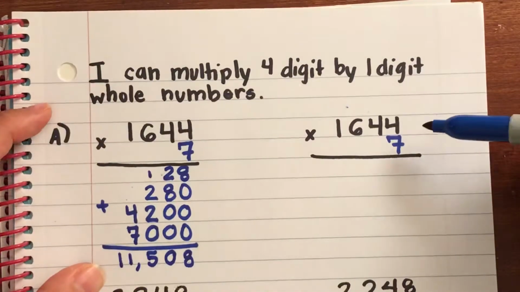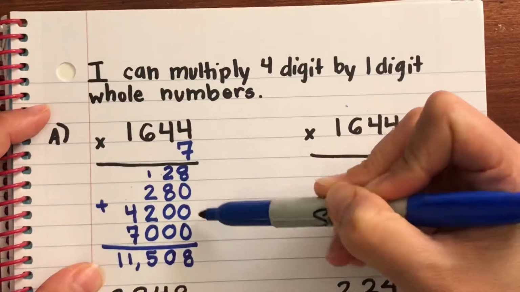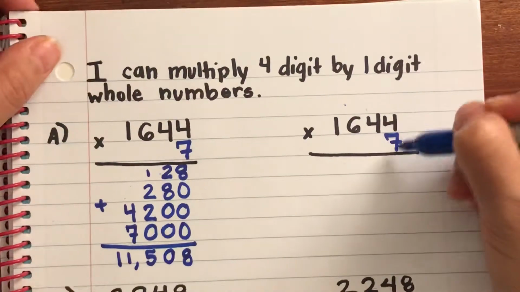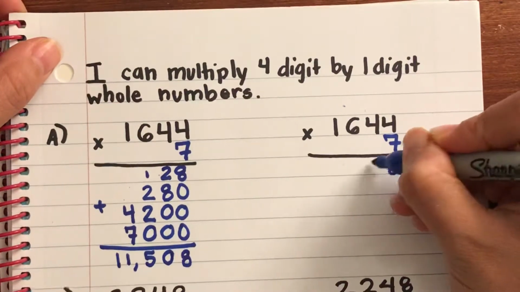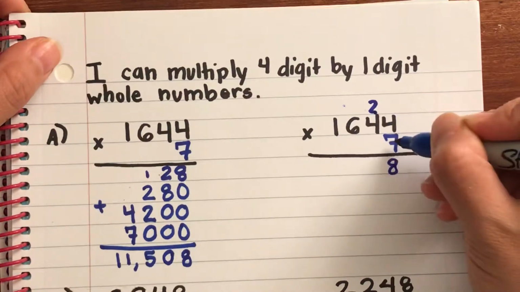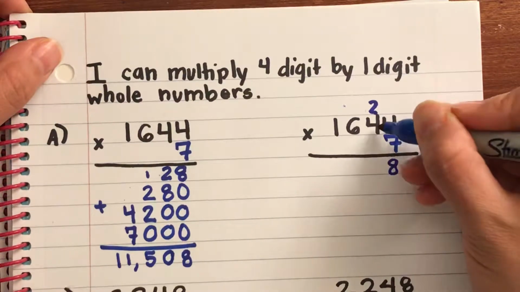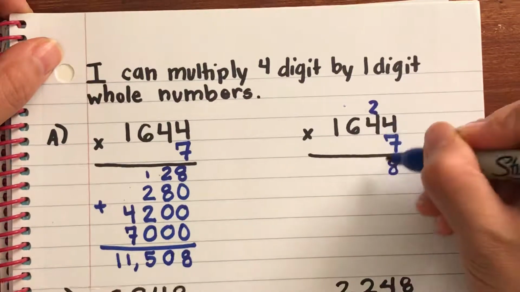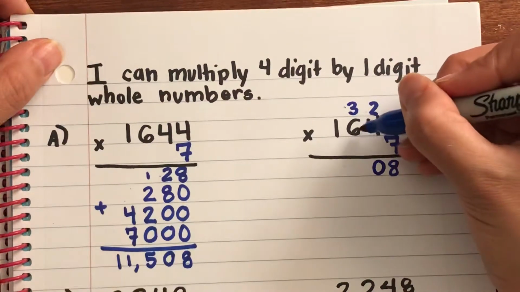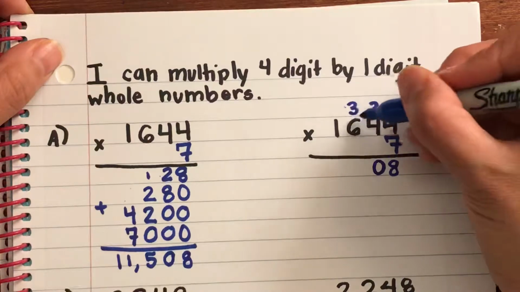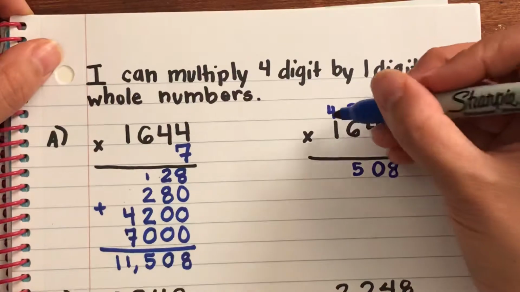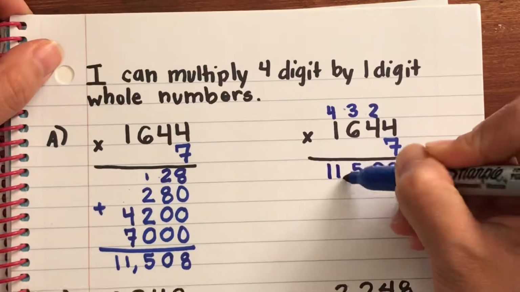Looking at the same exact problem, but instead of writing out each partial product, I'm going to condense it and regroup it all up here and use some mental math. So 4 times 7 is 28, but instead of writing 2 here and adding them all at the end, I'm going to write the 2 up here so I can just regroup as I go along. 7 times 4 is again 28, adding on the 2 is 30, write the 3 up here. 7 times 6 is 42, adding on the 3 is 45. And then 7 times 1 is 7, adding on the 4 is 11, 11,508.